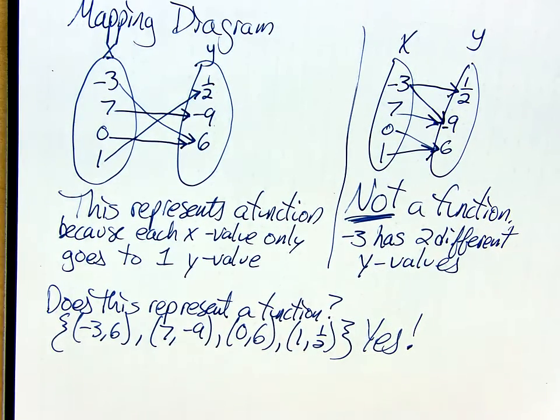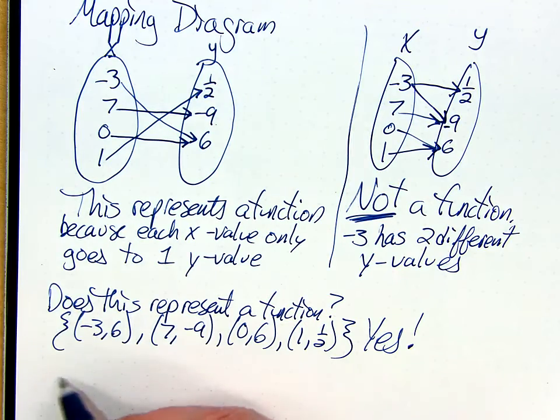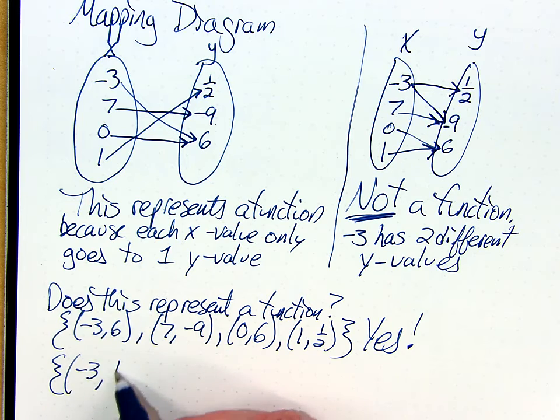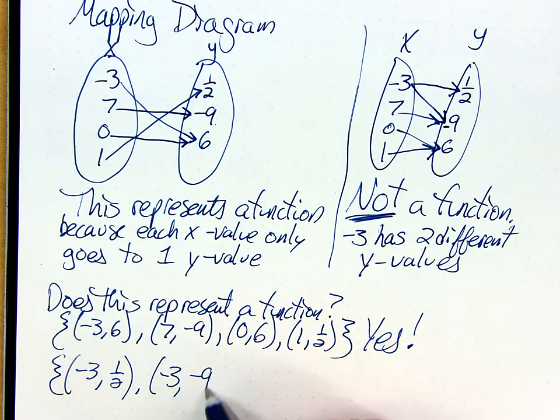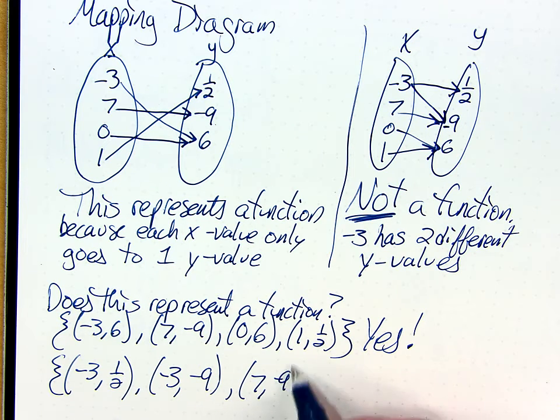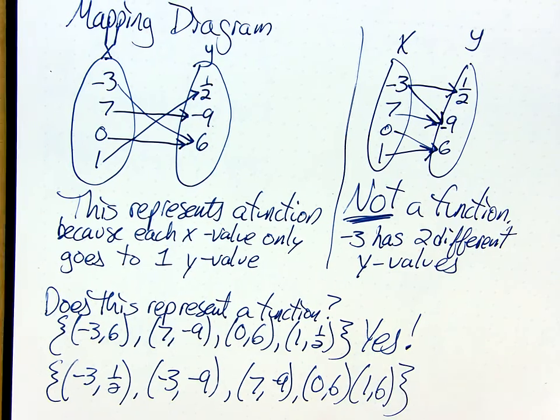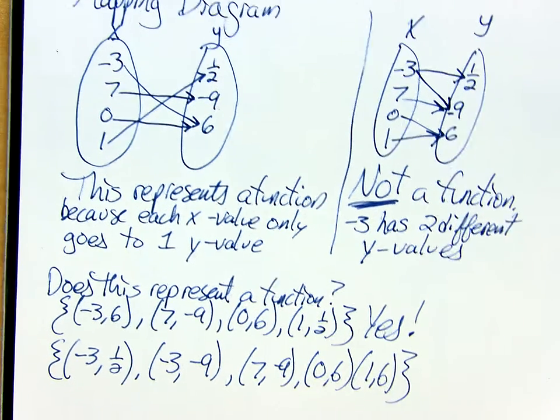Let's do the same thing with our other example over here and see what that looks like. Okay, so we had -3 went to a half, but then -3 also went to -9. Then we had 7 going to -9. We had 0 going to 6, and we had 1 going to 6. Is this a function?